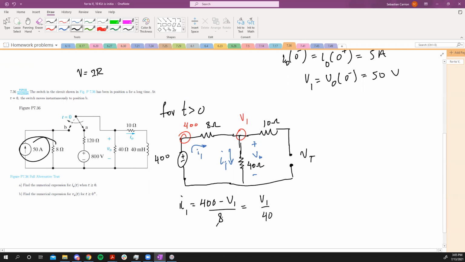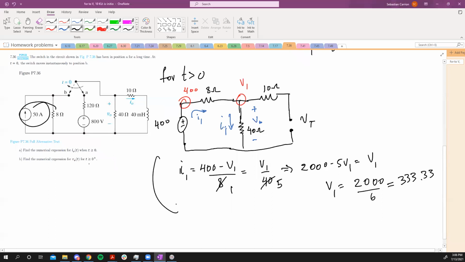So we can do the math. 1 divided by 8 is 5. 2000 minus 5 V1 over 1... V1 over 2000 over 6 is going to be 333.3333. Okay.